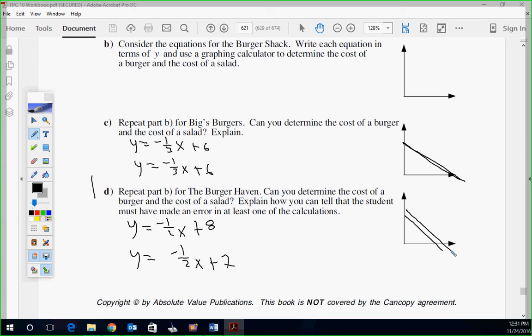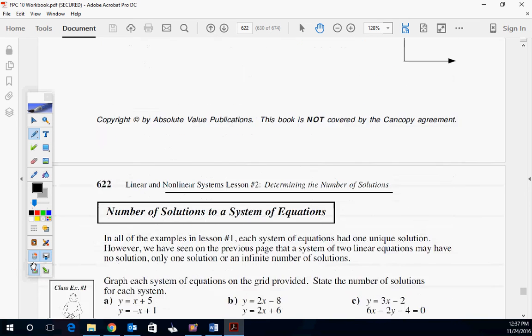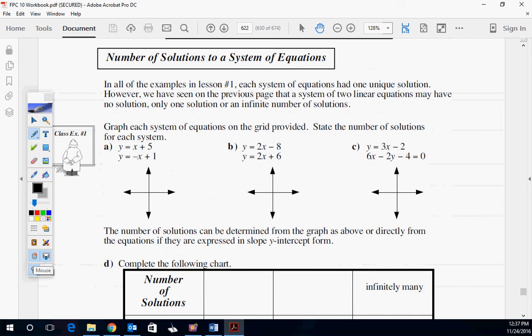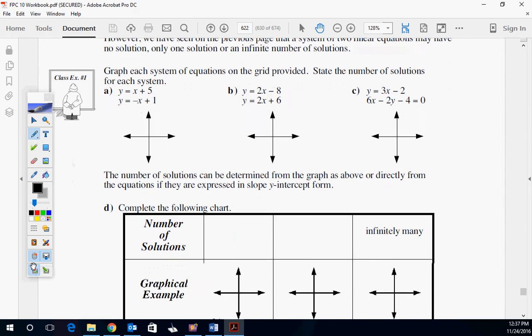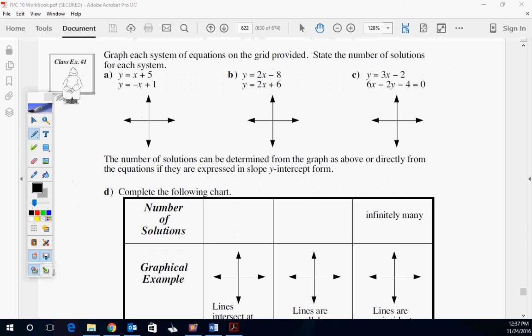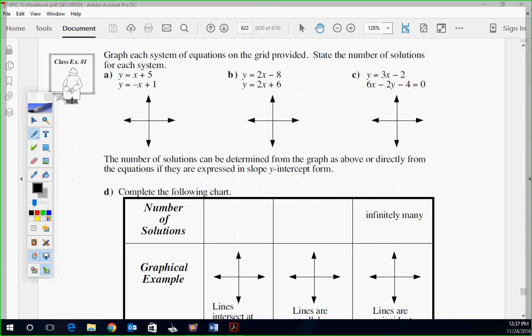This one, 0 solutions, infinite, 1. That's what we're going through today. That's essentially the whole lesson. So here's your number of solutions. Let's do these here. Graph each system of equations. We're just going to graph these quickly. I'm going to do these quickly, but I do expect you at some point to be able to graph this quickly as well.